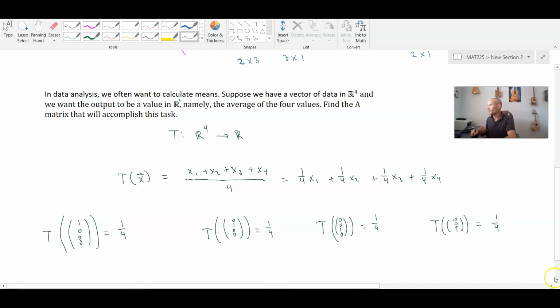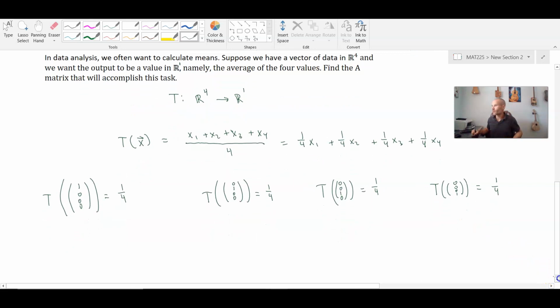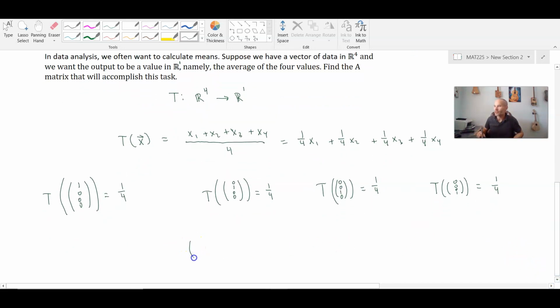Okay, so our matrix is going to be an interesting one because we said that if we want to go from R4 to R1, then we're going to need a 1 by 4 matrix that performs this transformation. So our A matrix is just going to consist of the transformation of each of the standard basis vectors.